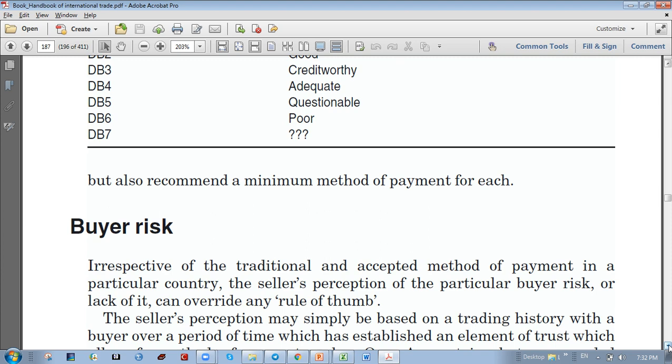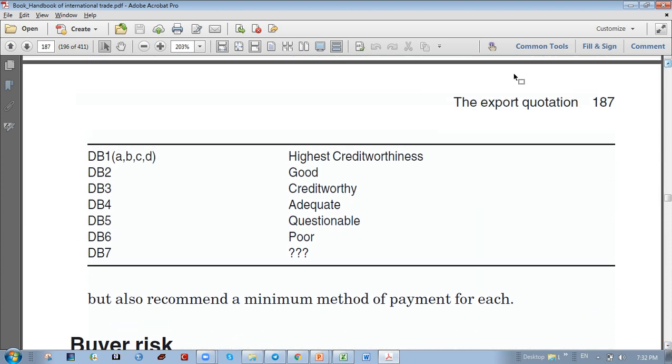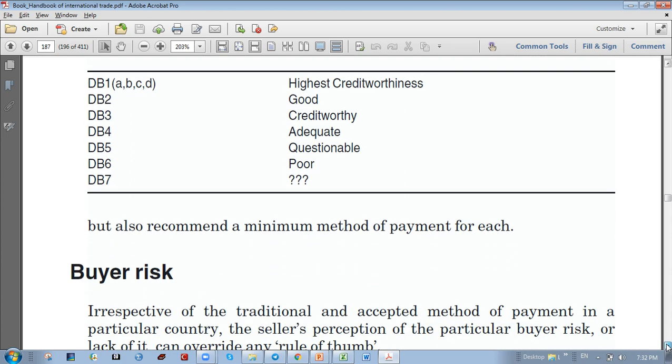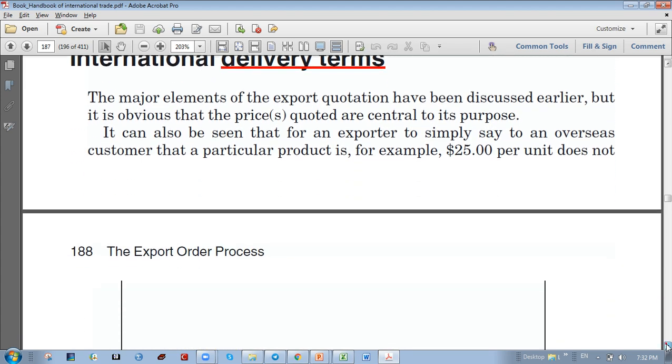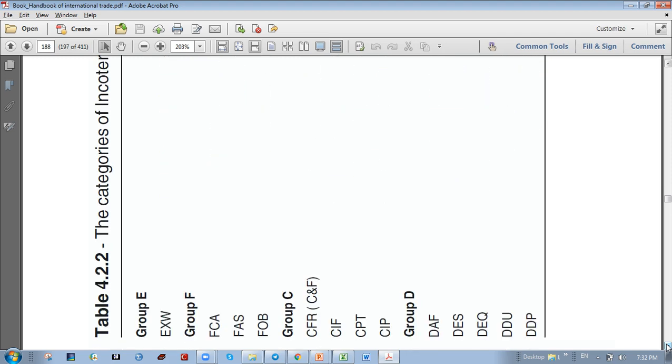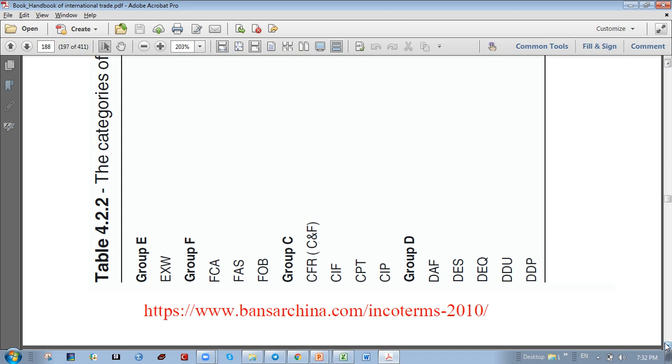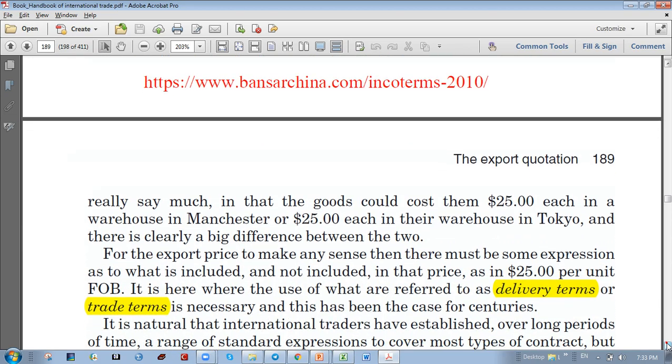Country risk. We also have one table, let's see this one. Buyer risk. International delivery terms, or we call Incoterm. This is table 4.2.2. We have here group E, group F, group C, group D. There are more groups. This is a website you can go to, and you can see all here. Maybe you can type www.bandchina.com, or you can just go to Google and type Incoterms 2010, and then it links to it and you can find out the meaning.